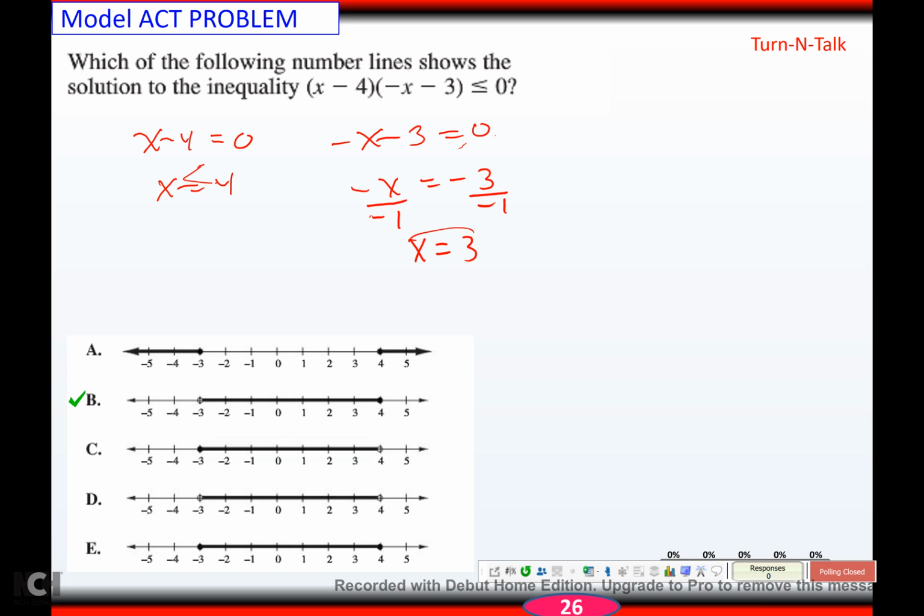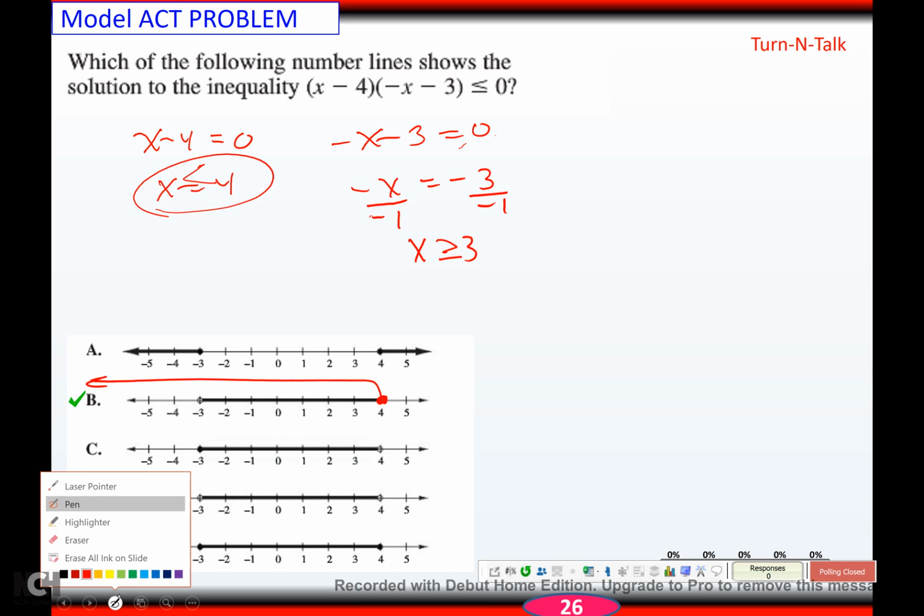Well, not 3, I get less than or equal to. Oh, no, greater than or equal to because I divided by a negative. My bad. All right, so if I graph this, I'm going to start at 4 with a closed circle because of the bar. And that says x is less than, so I'm going to go all the way to the left. My second one says x is greater than 3.